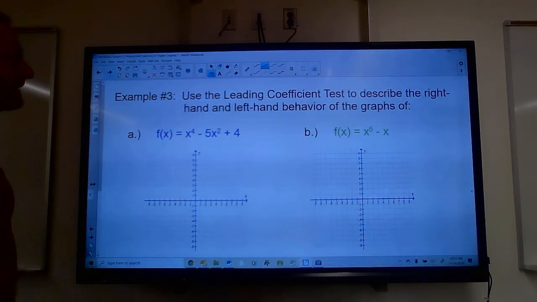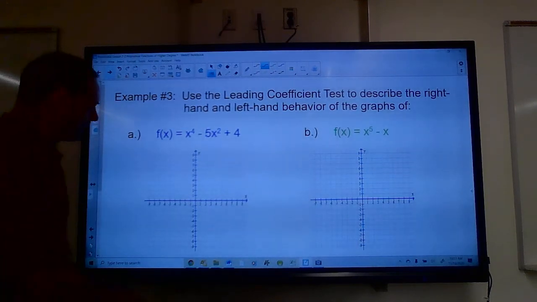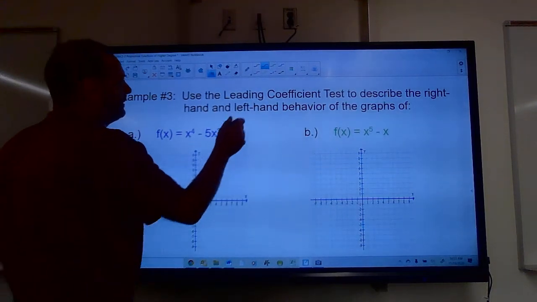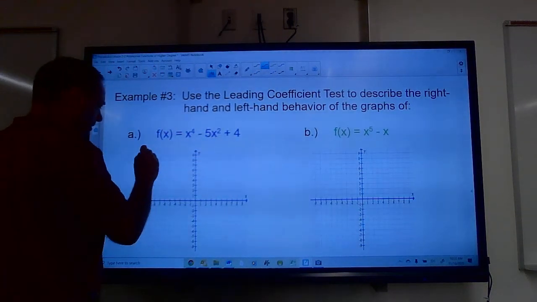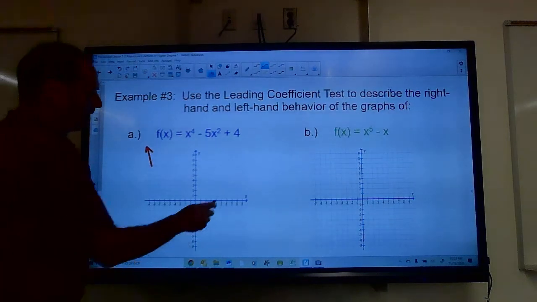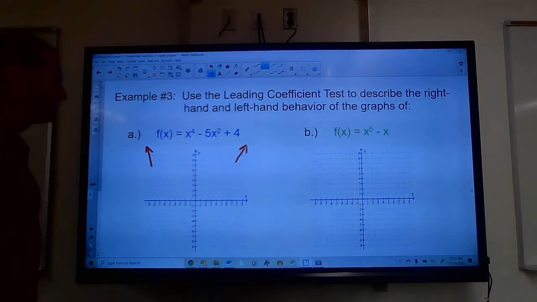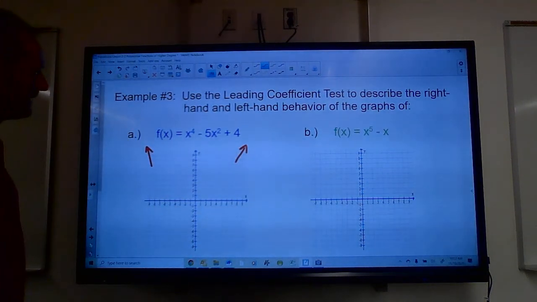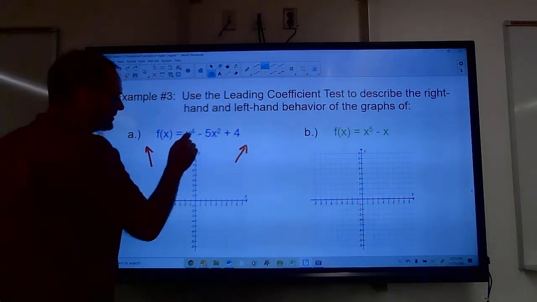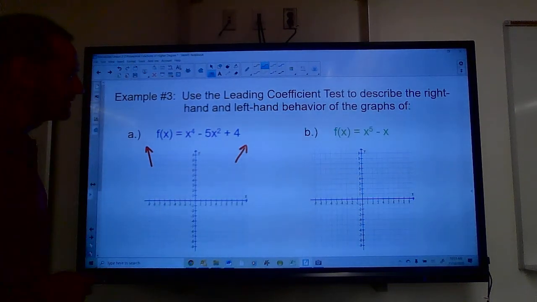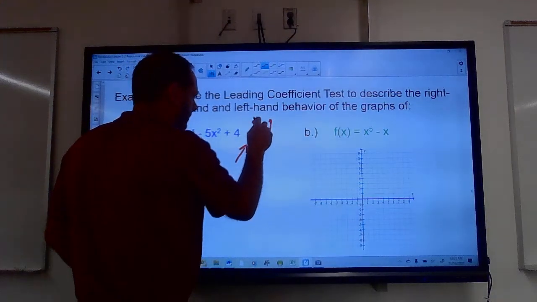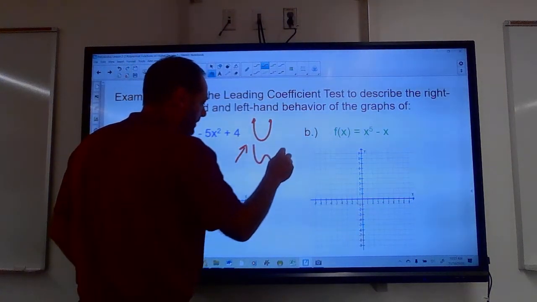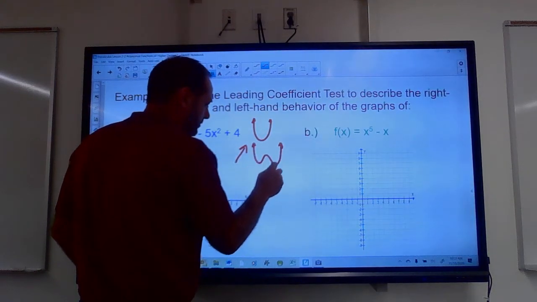Use the leading coefficient test to describe the right-hand and left-hand behavior of the graph. So x to the fourth. So this is positive. This function is going to go up here, and it's going to go up here. Now, some other things that we know, since it's degree 4, it can have up to 3 turns in it. So it could look like this, or it could look like this, 1, 2, 3 turns.